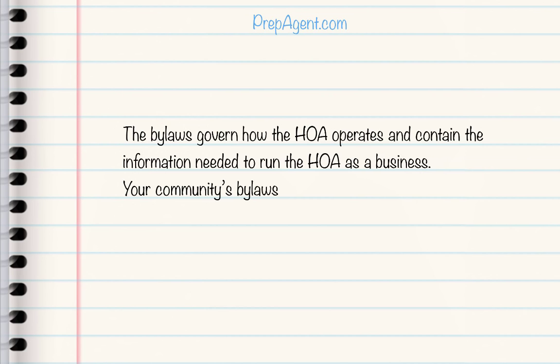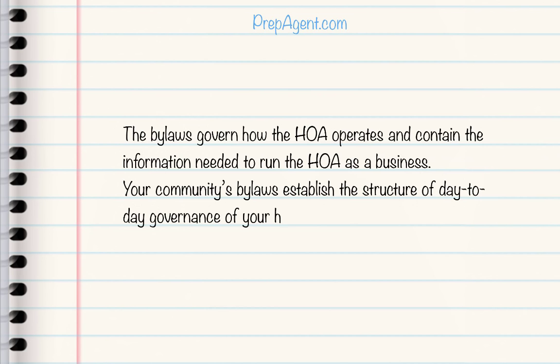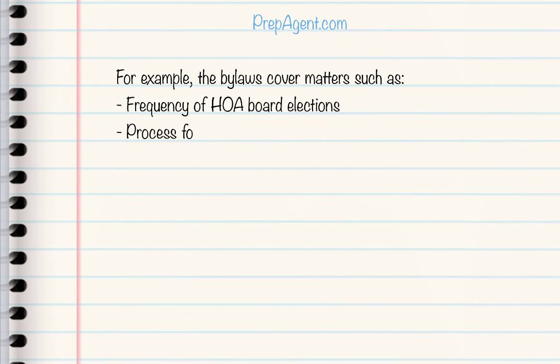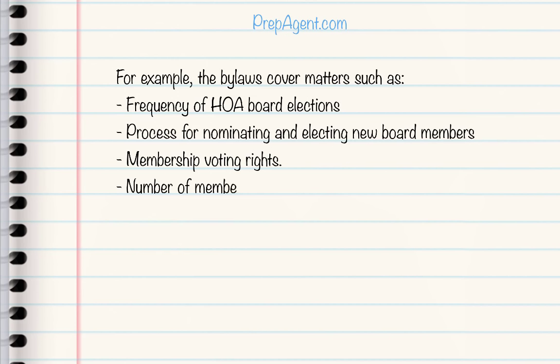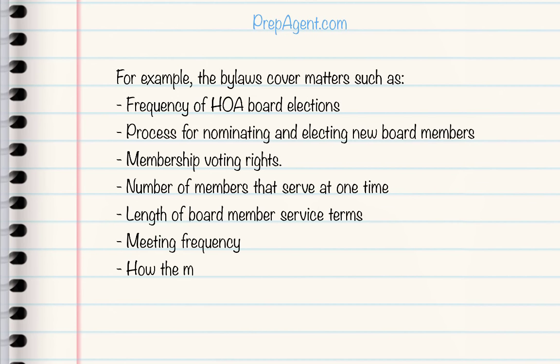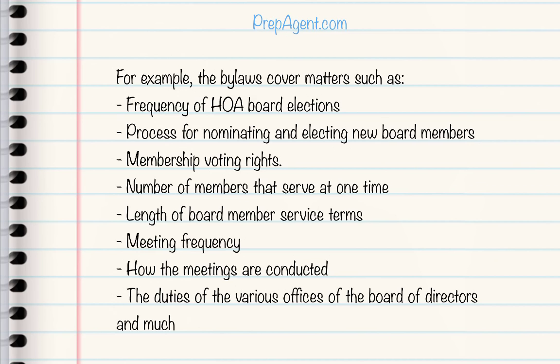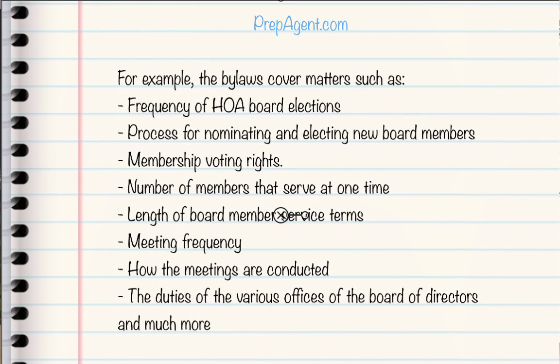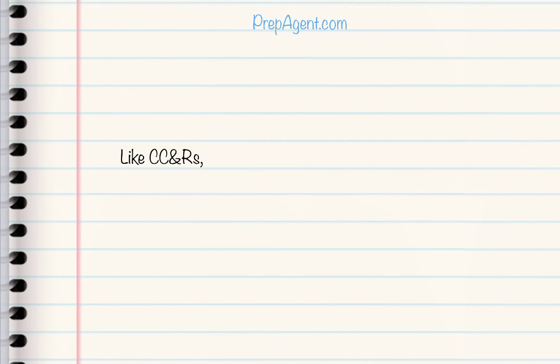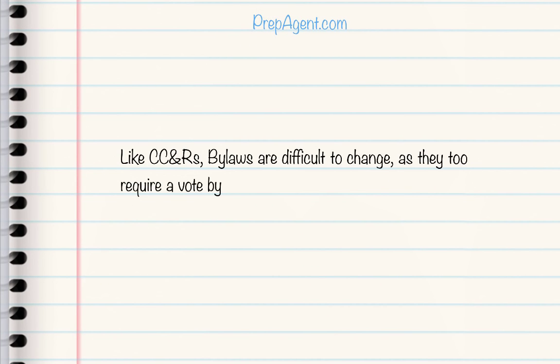Your community's bylaws establish a structure of day-to-day governance of your homeowners association. For example, the bylaws cover matters such as frequency of HOA board elections, process for nominating and electing new board members, membership voting rights, number of members that serve at one time, length of board member service terms, meeting frequency, how the meeting is conducted, the duties of the various offices on the board of directors, and much more. Like CC&Rs, bylaws are difficult to change, as they too require a vote by the membership to amend.